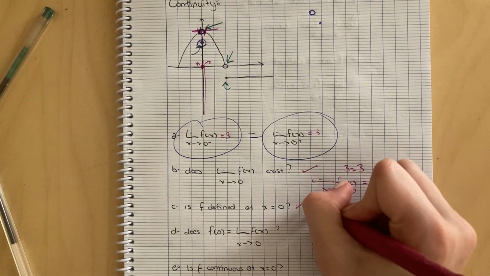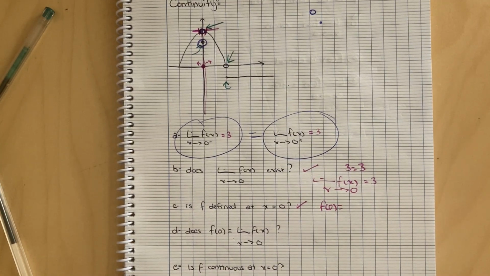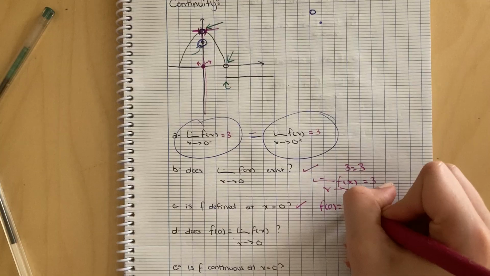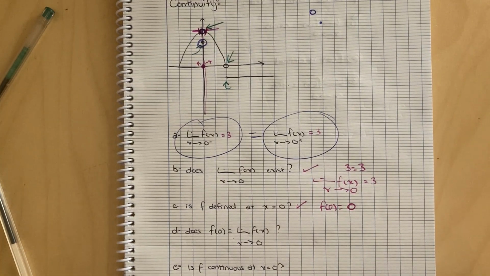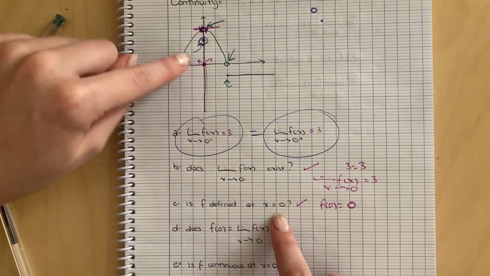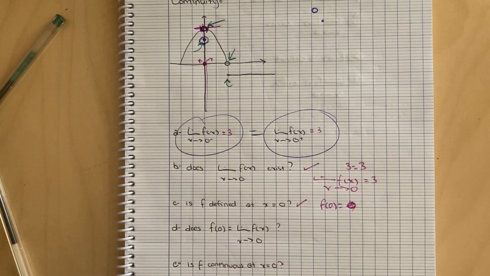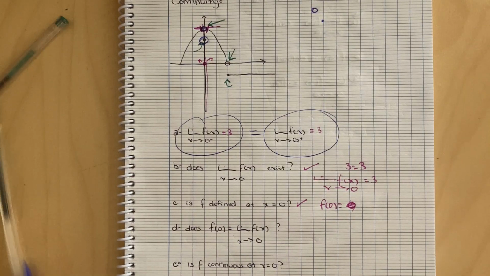So f of 0 is equal to... Why? Should we pause? Sorry, is f defined at x equals 0? So at x equals 0, we said obviously this point is colored in. Sorry, I don't think it's 0. One second. Sorry, I was wrong about that. My dog startled me. F of 0 is defined.